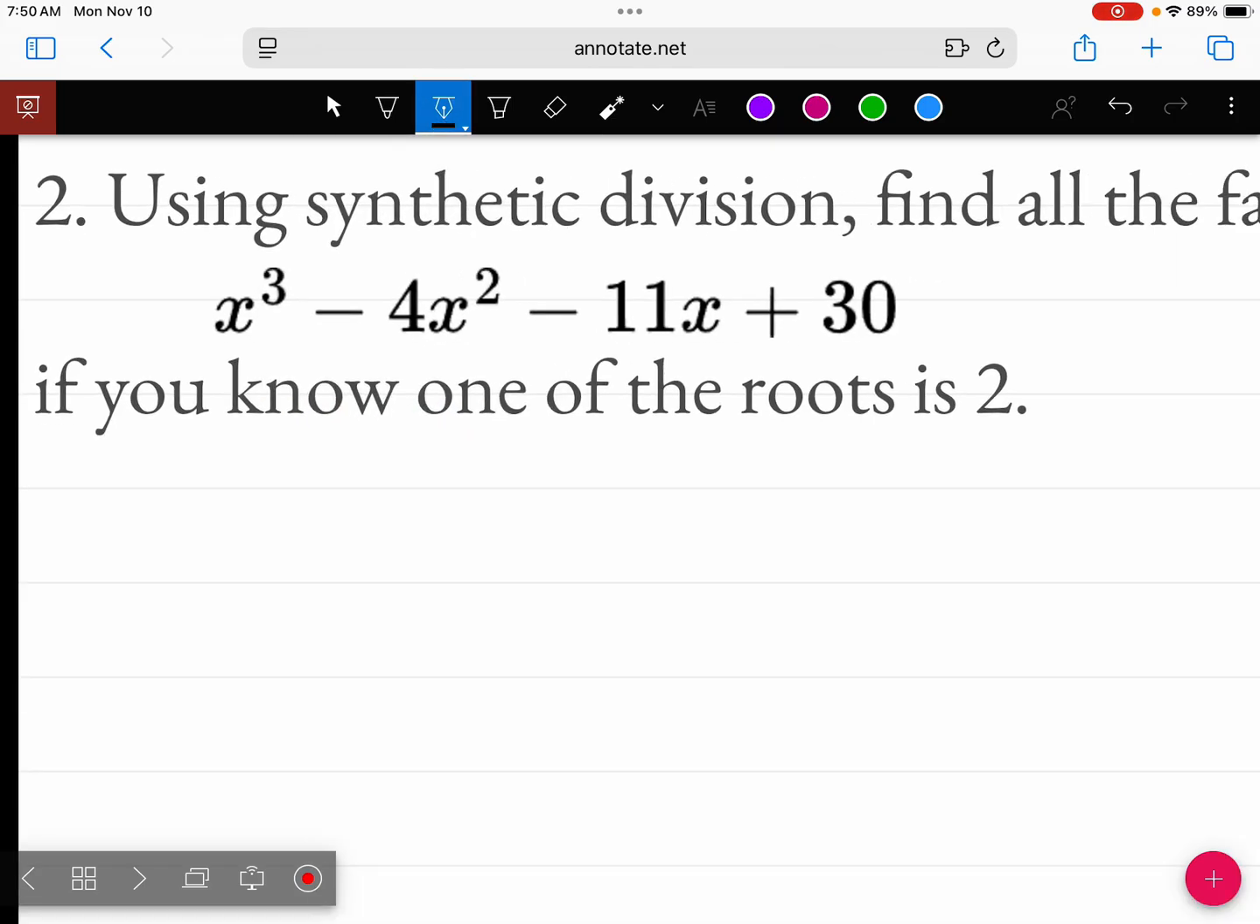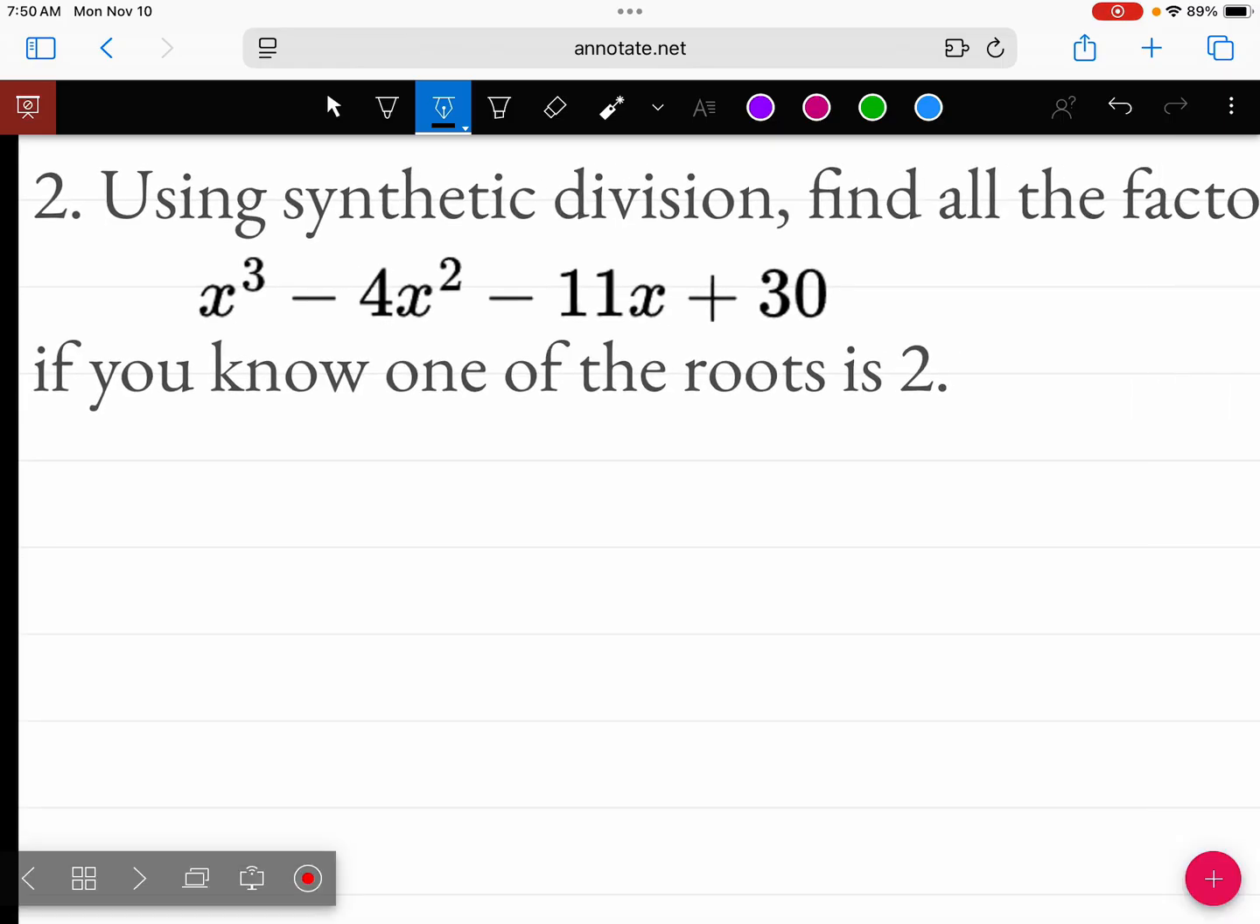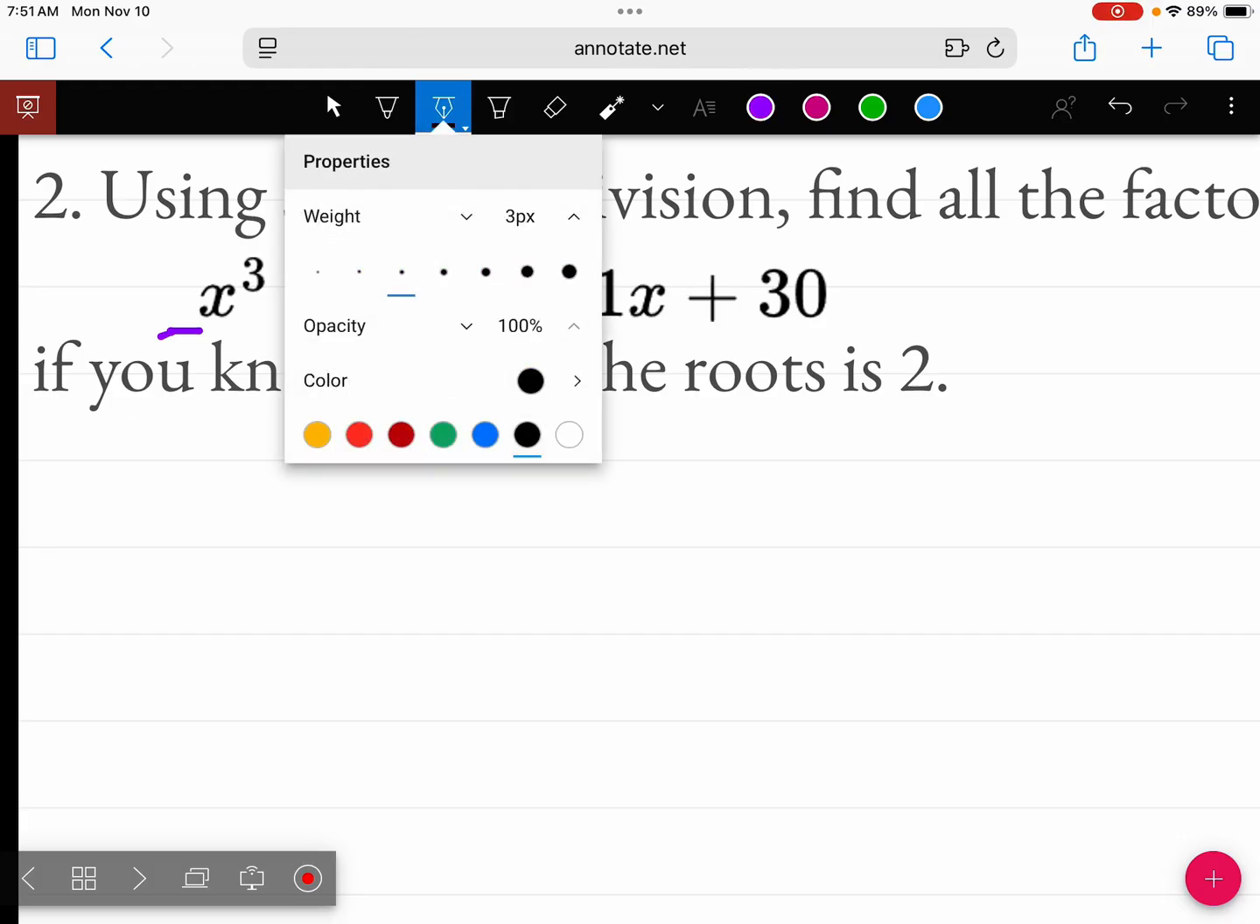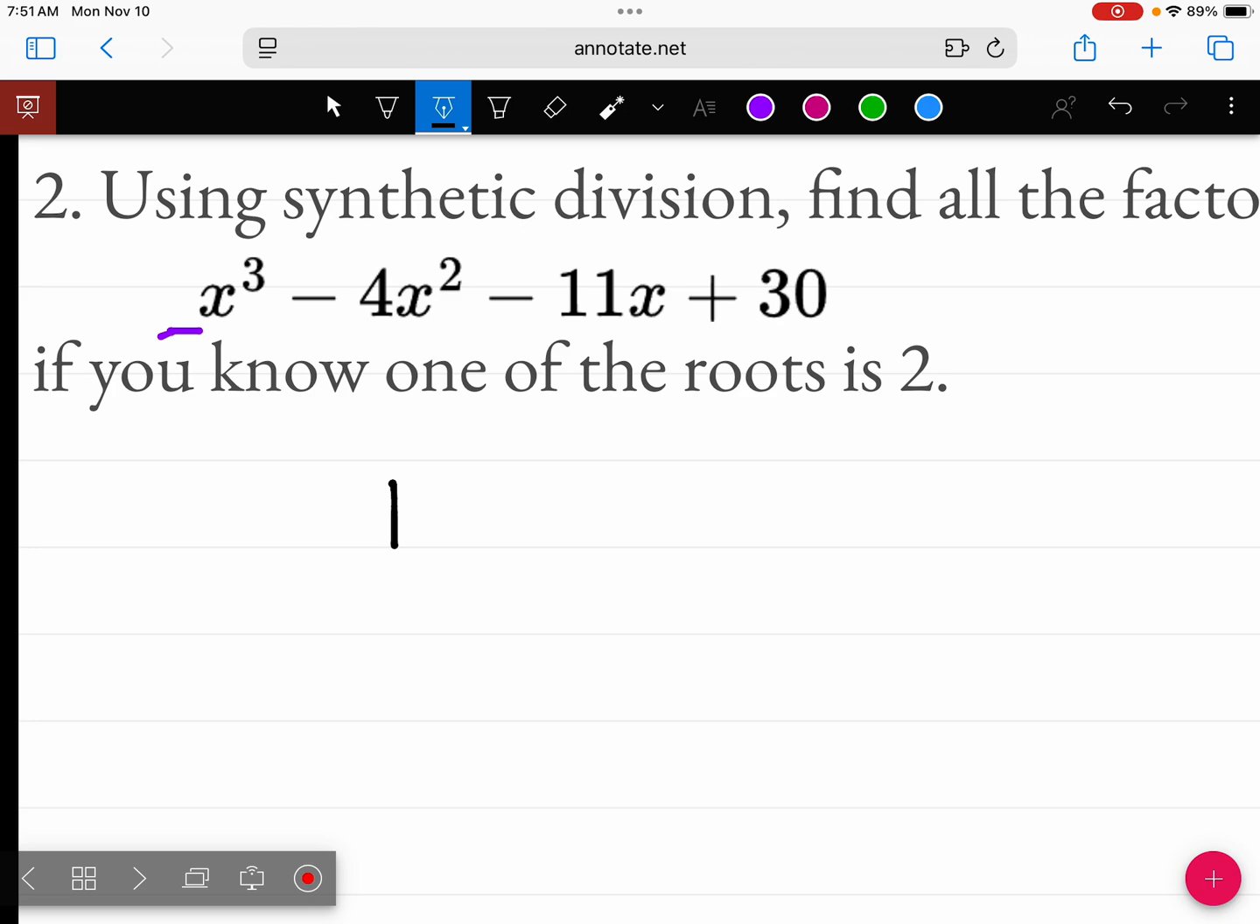So the first thing we need to do is set it up. I need all of my coefficients for all of my terms here, including this guy. I have 1x cubed, so we need to have that here, minus 4x squareds, minus 11x's, plus 30.